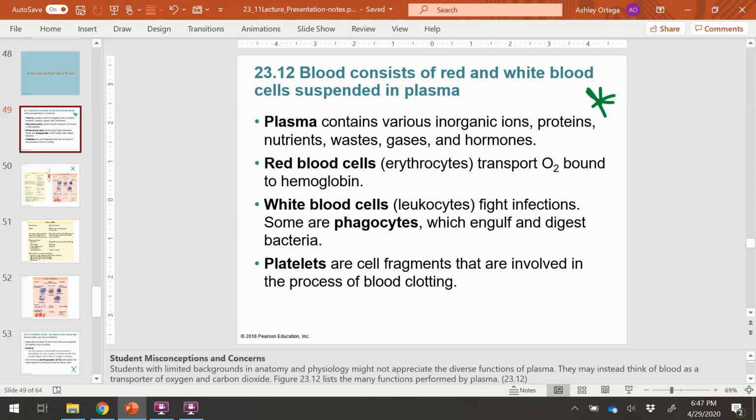In terms of plasma, this is the liquid substance. And so in blood, you have the plasma, and then you have cells. The cells are the white blood cells, the red blood cells, and platelets.